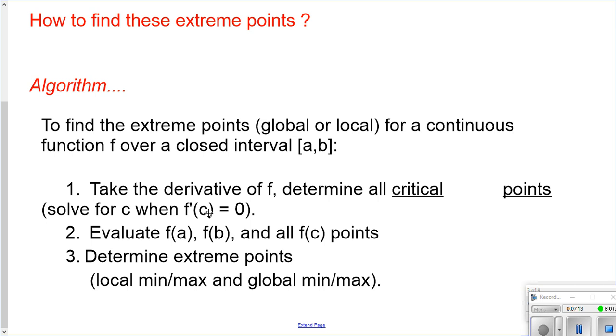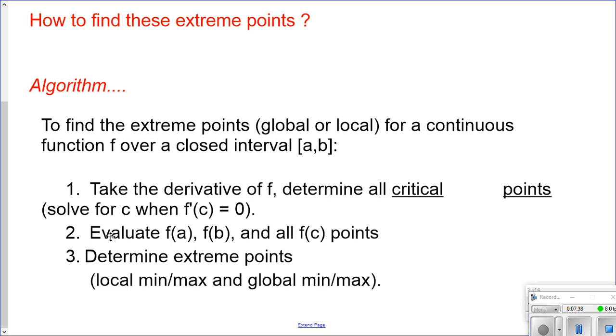Now keep in mind this concept that we've been talking about, that a maximum or minimum has a slope of 0, right? The tangent line is a flat horizontal line. So that's why we take the derivative and set it equal to 0, because what we're doing is finding the places where the slope of that tangent line is 0. So that's the first thing we do, and that's a pretty easy process depending on what the function is. We've been doing lots of derivatives.